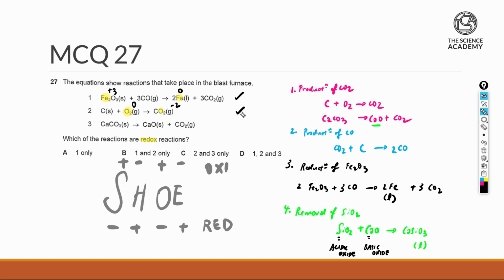And finally, for the last one here, this is your calcium carbonate. This is your thermal decomposition reaction. Calcium here has an oxidation state of +2, so calcium doesn't really have any change at all. Oxygen holds a -2, -2, and -2. There also really isn't any change.